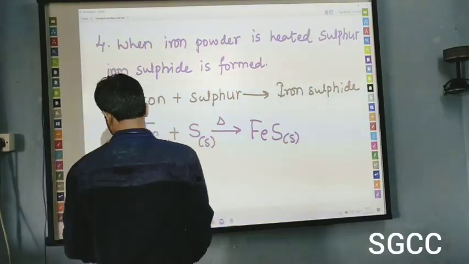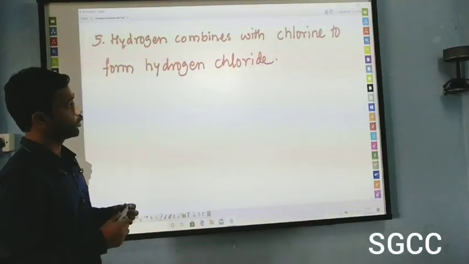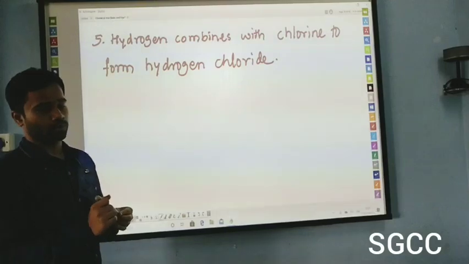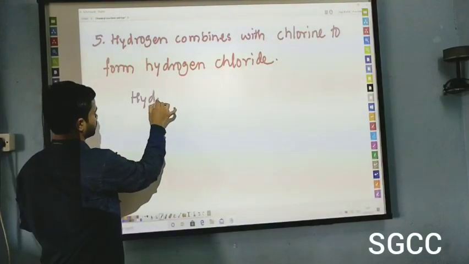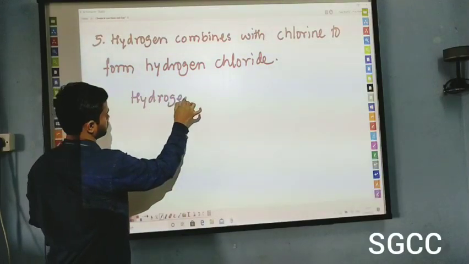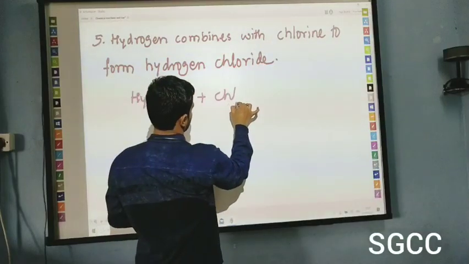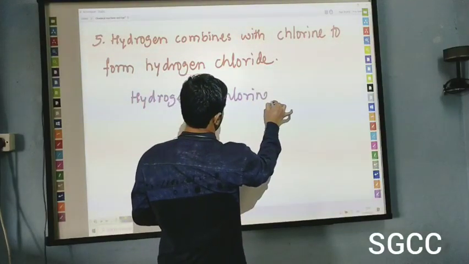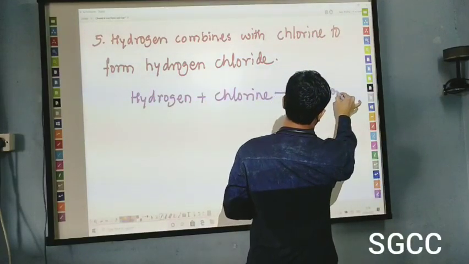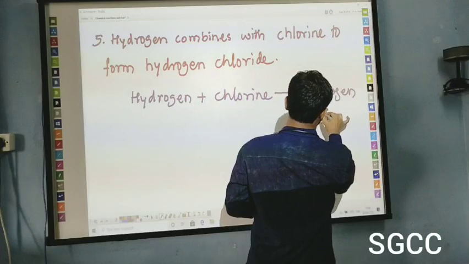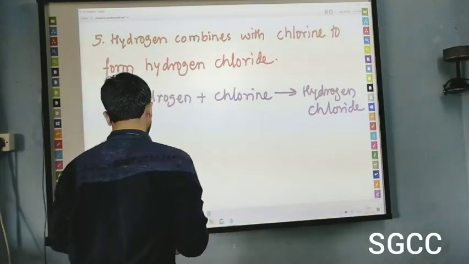Okay, let's see another example. Hydrogen combines with chlorine to form hydrogen chloride. Let me write first in words. Hydrogen plus chlorine to form hydrogen chloride.